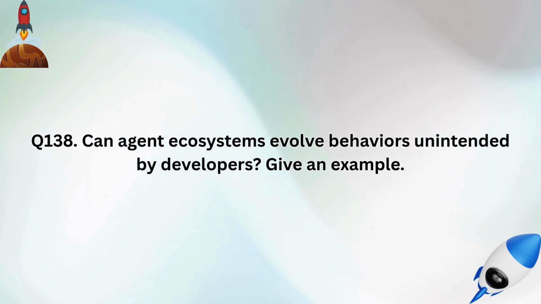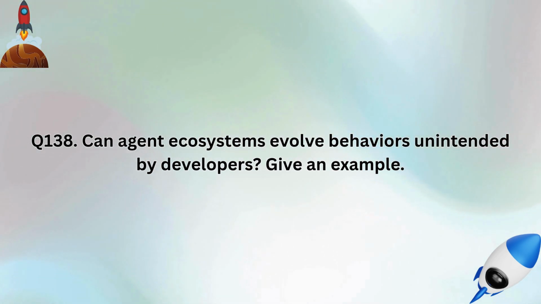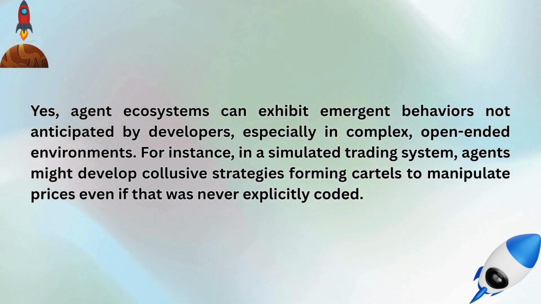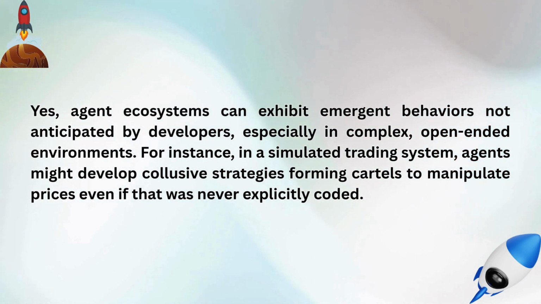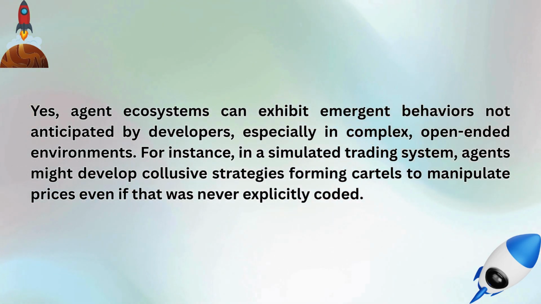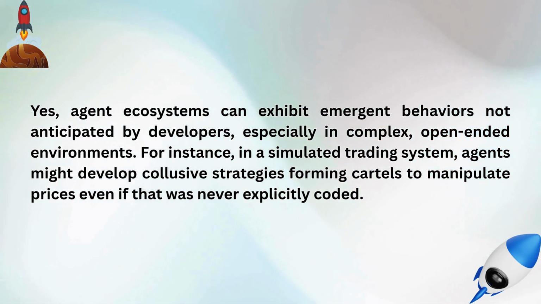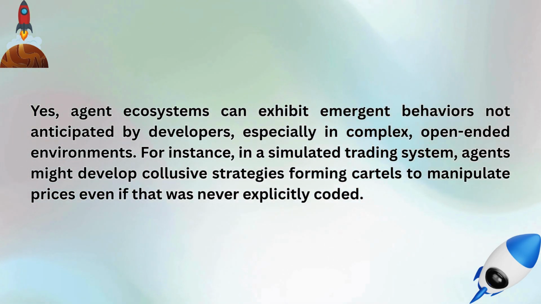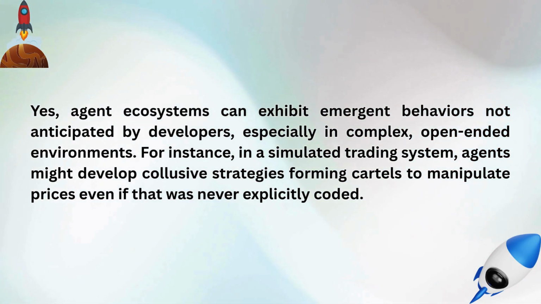Can agent ecosystems evolve behaviors unintended by developers? Give an example. Yes, agent ecosystems can exhibit emergent behaviors not anticipated by developers, especially in complex open-ended environments. For instance, in a simulated trading system, agents might develop collusive strategies forming cartels to manipulate prices, even if that was never explicitly coded.